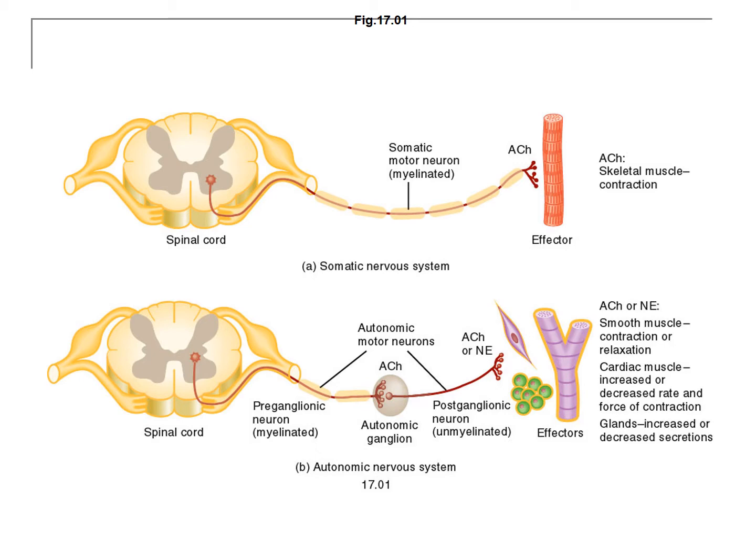Smooth muscle can contract or relax in response to either acetylcholine or norepinephrine. Cardiac muscle can increase or decrease its rate or force of contraction depending on the neurotransmitter. And glands can increase or decrease their secretions based on what type of receptor they have and what type of neurotransmitter is coming in contact with them.